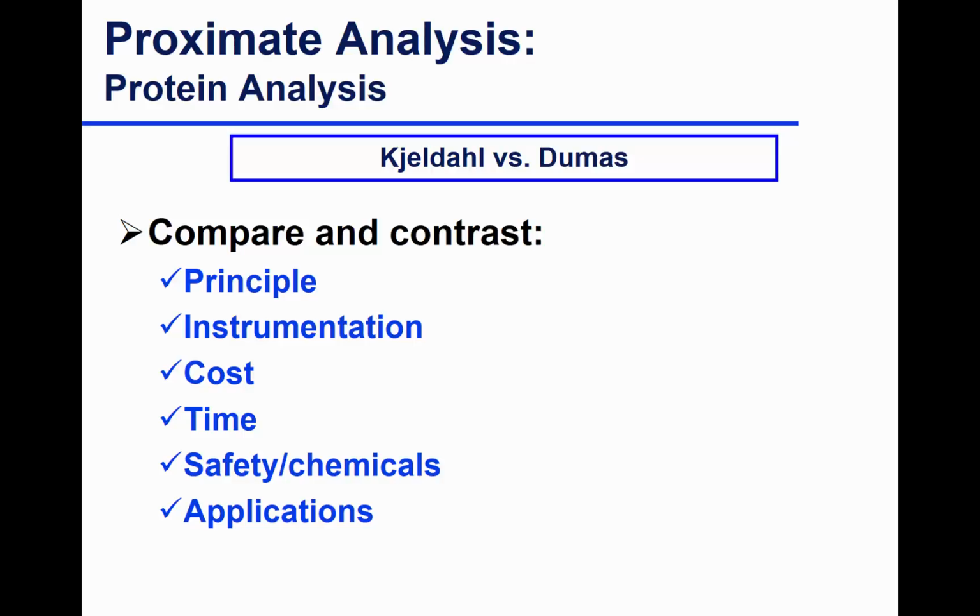Yeah, probably because the maintenance of the Dumas can be very expensive. But they both also have costs in buying the units. But what's one nice thing in terms of safety and chemicals? Which one's safer? Dumas, right? We don't have concentrated sulfuric acid, as Pam learned.